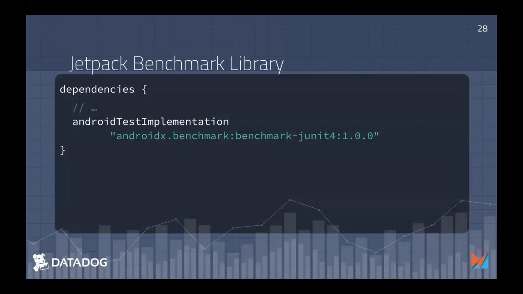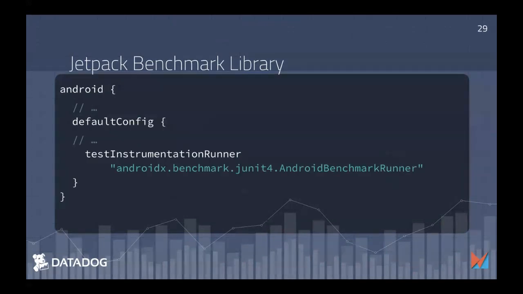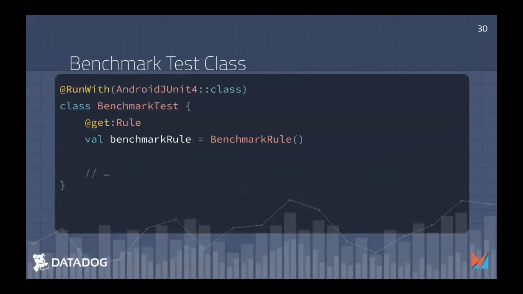It's very easy to add to your project. It's just a single line to add the dependency in Gradle. And you also need to add a line in the Android configuration to use the benchmark instrumentation runner, which is based on JUnit 4, which is still the JUnit that we need to use for instrumented testing. And once you do that, you can create a basic test class, running with your Android JUnit class as always. And the benchmark library gives you a benchmark rule, which is what we're going to use to start measuring things.